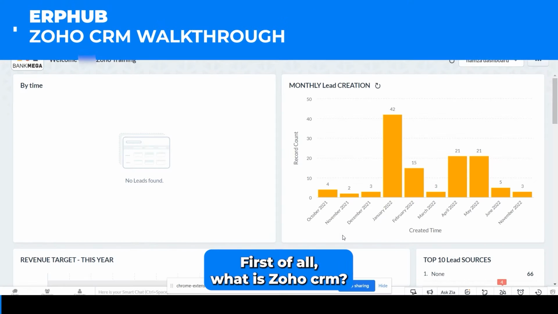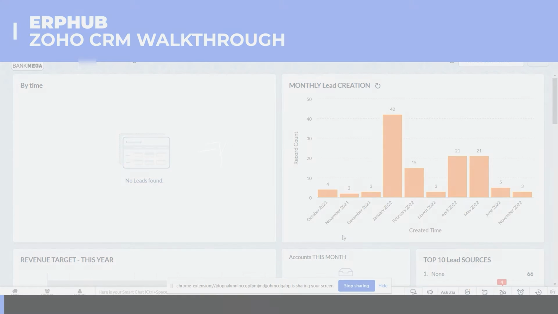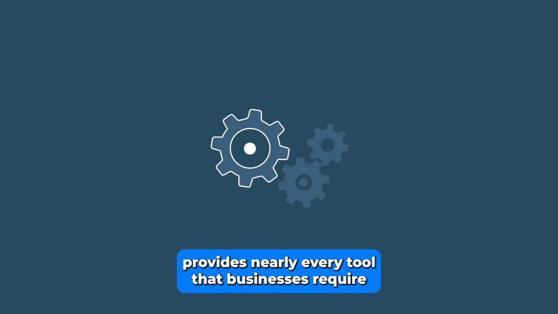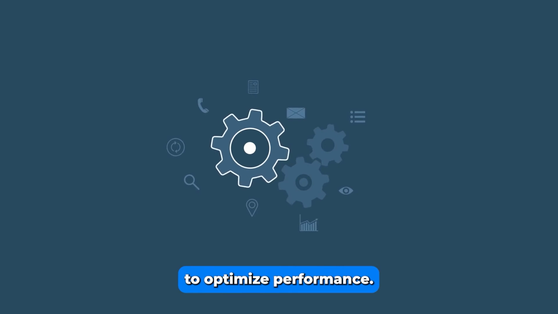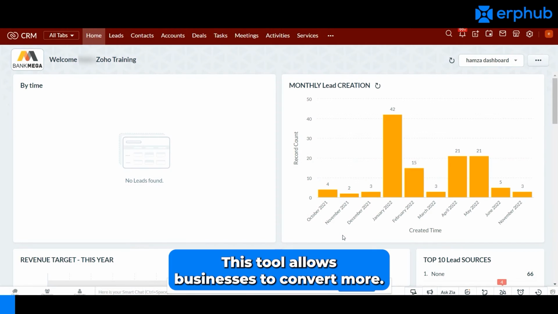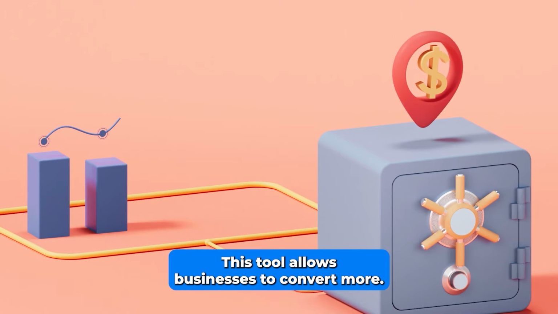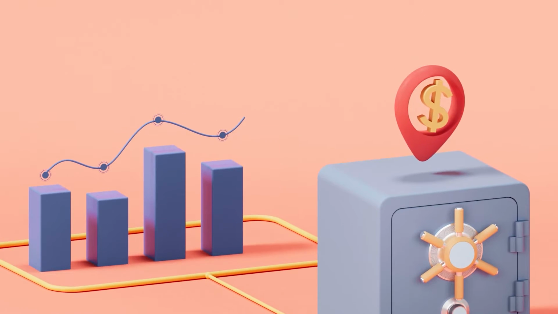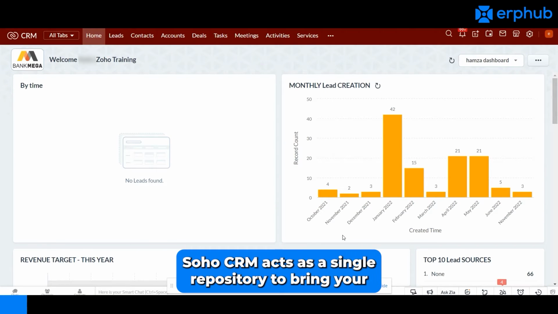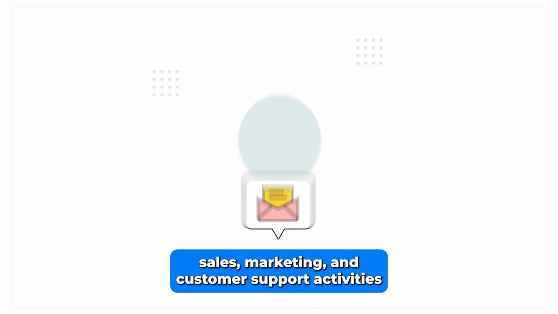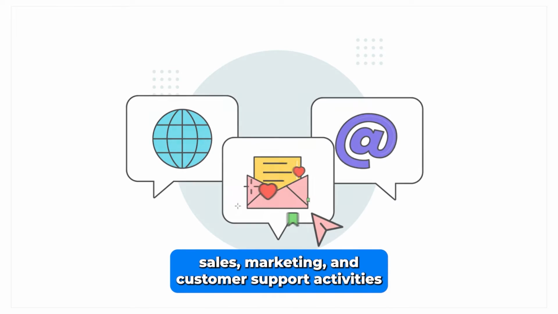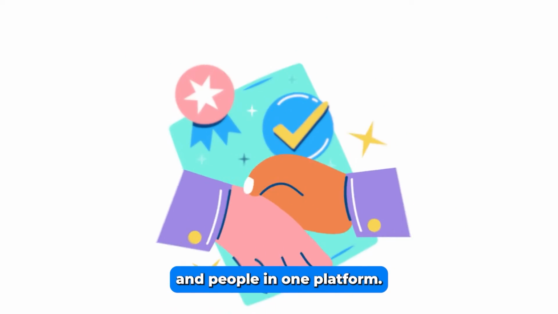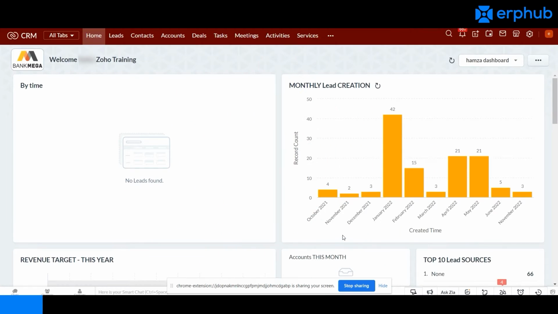First of all, what is Zoho CRM? Zoho is an all-in-one online platform that provides nearly every tool that businesses require to optimize performance. This tool allows businesses to convert more leads, engage with customers, and grow their revenue. Zoho CRM acts as a single repository to bring your sales, marketing, and customer support activities together and streamline your processes, policies, and people in one platform.